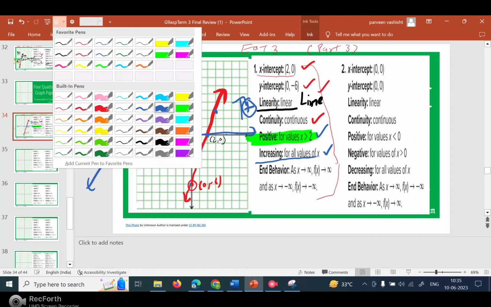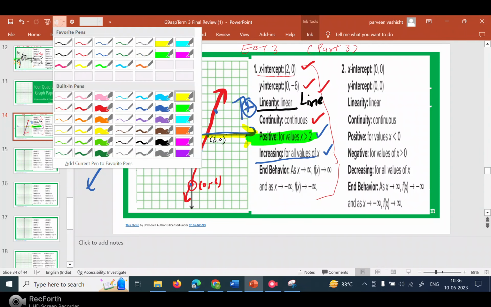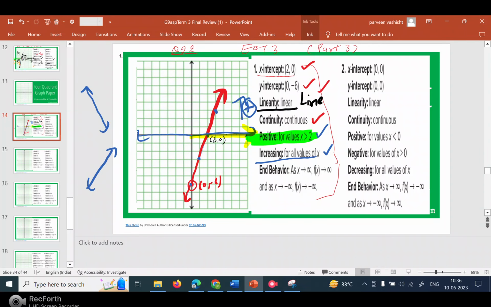And the end behavior, how do we see the end behavior? If x is going to positive infinity, this side, so x is increasing, where is your graph going? Look here. Your y, or f(x), where is it going? Going up. Up means it is going to positive infinity. So f(x) is going to positive infinity, and we do not know how long I should make my line.